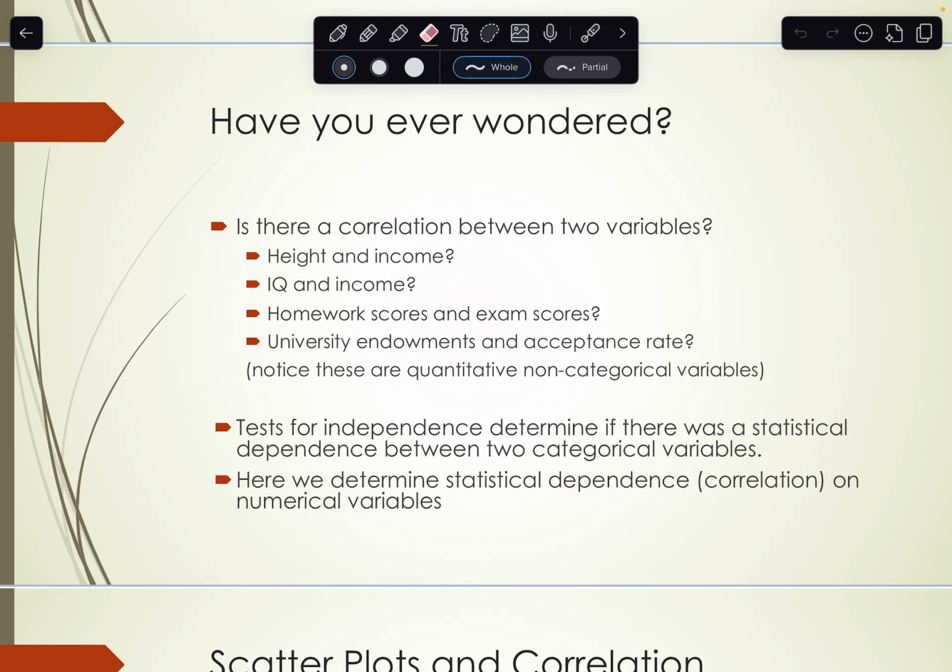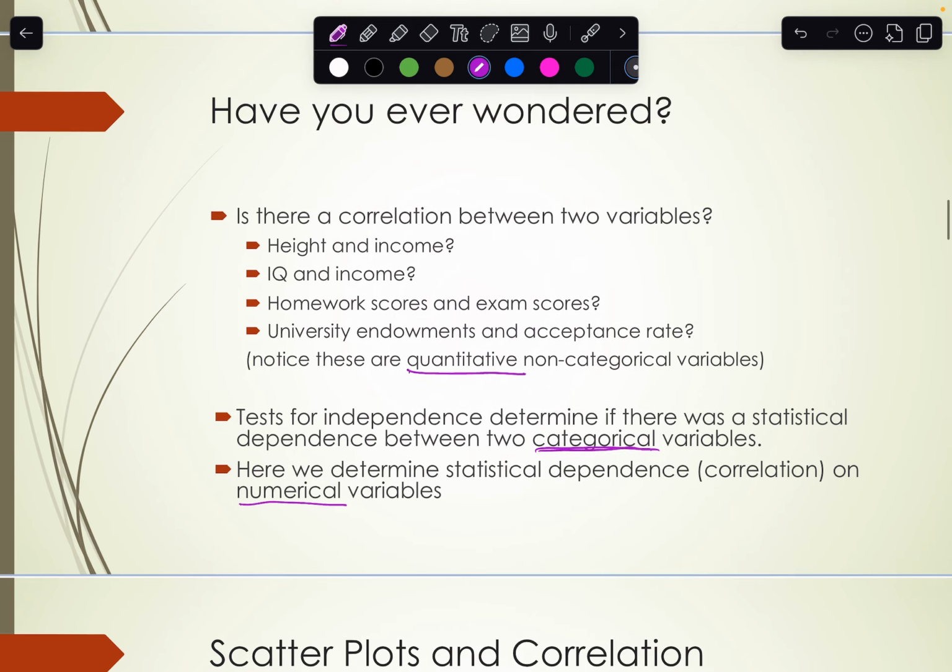Homework scores and exam scores, are those correlated? University endowments and acceptance rate, these are quantitative variables. Tests for independence determined if there was a statistically significant dependence between 2 categorical variables. We looked at a contingency table and we were able to determine if categorical variables were related. Today, we are looking at quantitative variables.